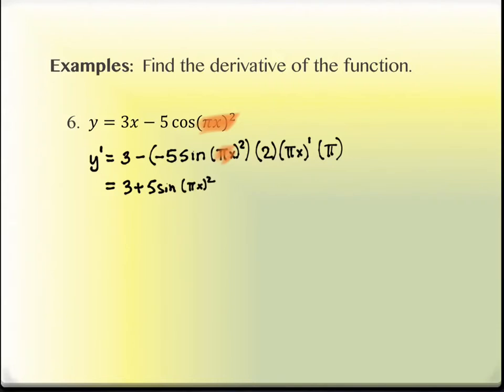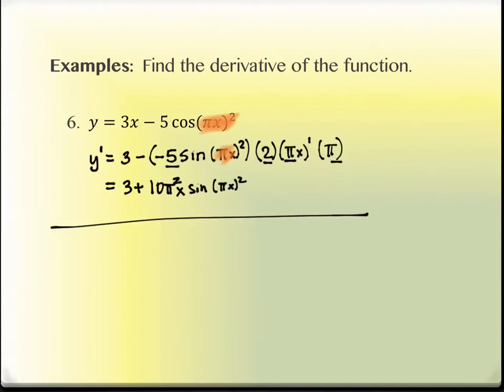And then I have 2 times pi x times pi. So the 2 can get grouped in front, actually all of that can be grouped in front with my 5. So 2 times my 5 would be 10. And then I have the 2 pi's, so that's pi squared and x. So I did the chain rule twice.